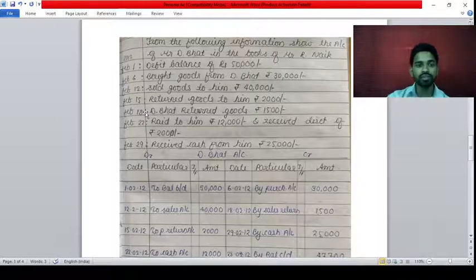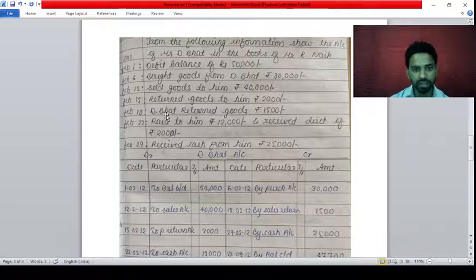Next, on 18th Feb, debit return goods 1,500. Return goods to us means what? It is the sales return. After selling the goods to the debit, some of the goods were damaged, that's why the debit returned them to us. To us means what? To the business. So that's why it is a sales return.